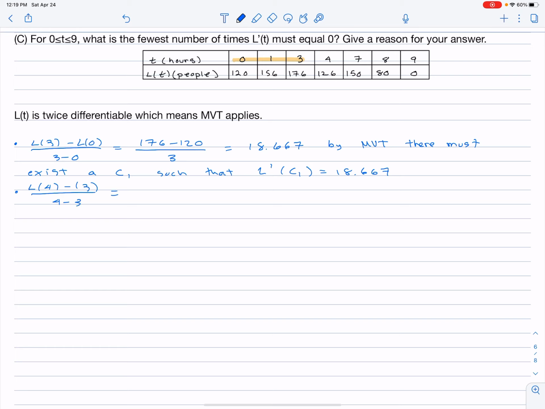Same thing, right? So what was 4? 4 was 126, 3 is 176, and that's going to be over 1. So that's going to be equal to negative 50. So I'm going to then say exactly the same thing.